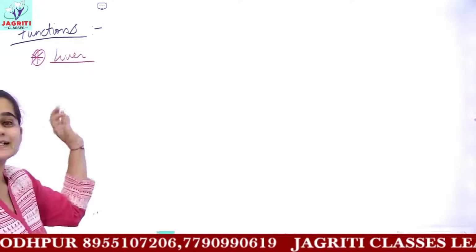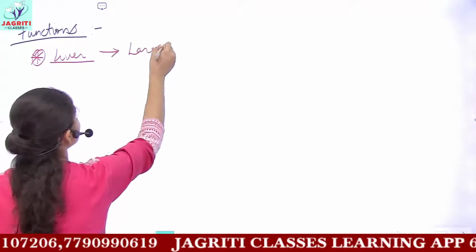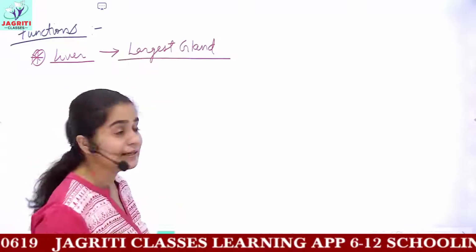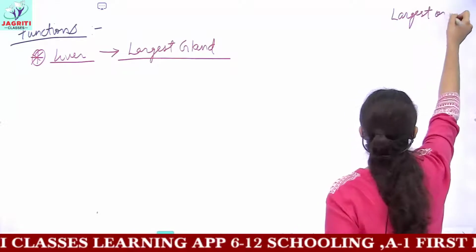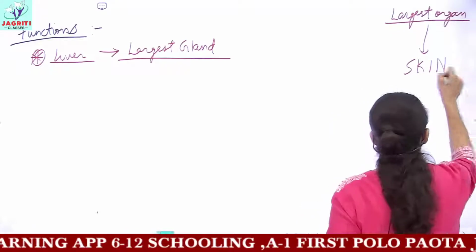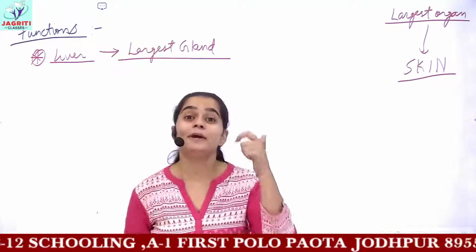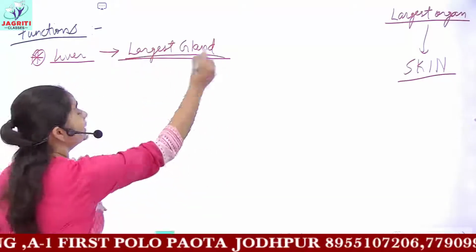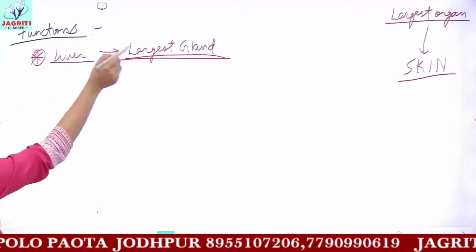First of all, we are studying the liver. Liver, as I told you, is the largest gland present in the body. Remember, liver is the largest gland. If you are asked what is the largest organ present in the body, then the largest organ would be your skin, because we have discussed earlier that skin covers the whole of our body from head to toe. Whereas the liver is not the largest organ, in turn it is the largest gland present in your body.